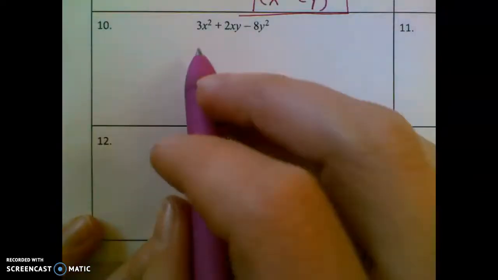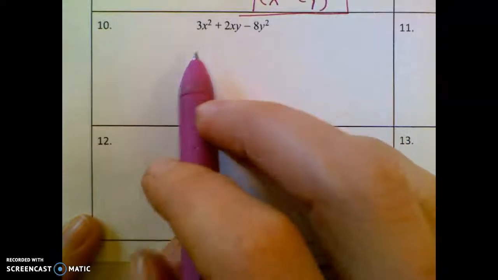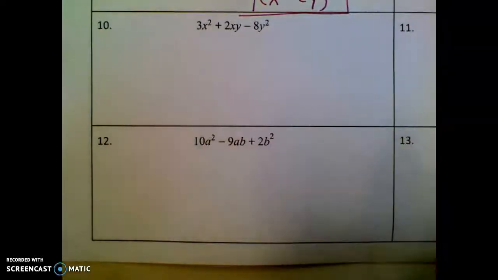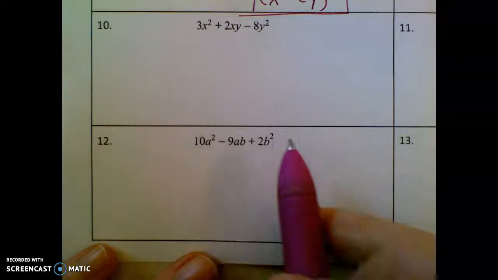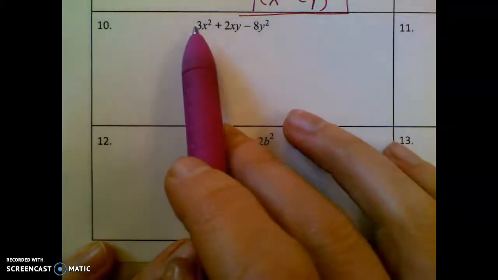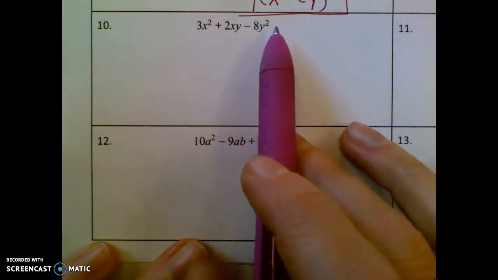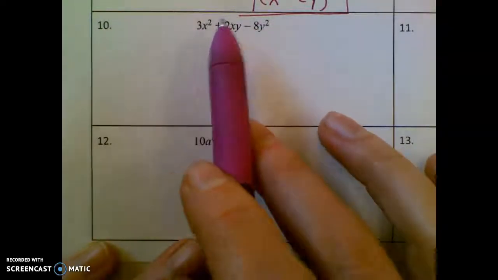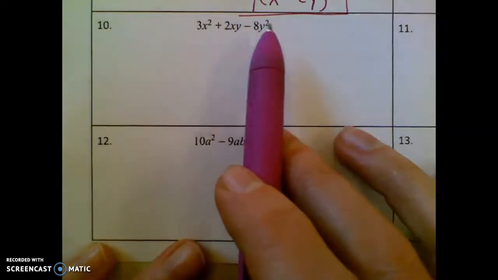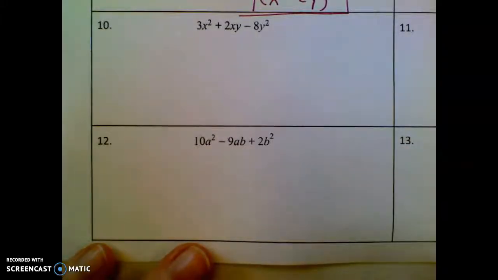All right, on number 10 here, we're going to go ahead and go through the process. So ignoring the fact that there's a y squared there, we're just going to do all the stuff like normal. So step 1 is always check for GCF. Smallest number is 2. 2 does not go into 3, therefore there's no GCF numerically. Check for variables, well, there's x squared, x nothing, y squared, y nothing. So there's a whole bunch of variables, but none that are in common, so no GCF.